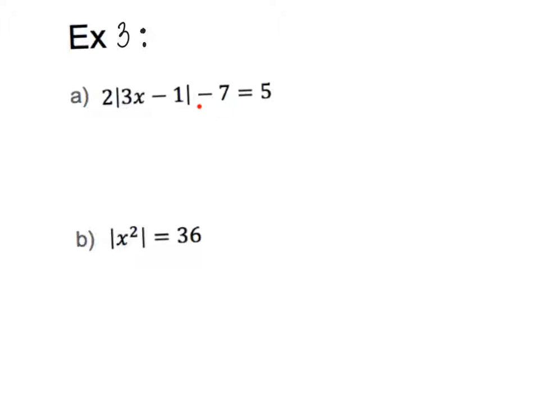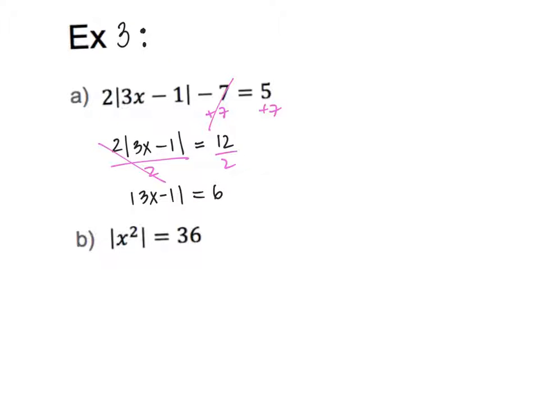Whereas the 7 is a little bit further. So I have to detach that 7 first by adding that over. So those same rules apply. So I'm going to bring down now the 3x minus 1 in absolute value equals 5 plus 7 is 12. I have to get rid of that 2 by dividing that off. That cancels, and then I have 3x minus 1 in absolute value is 12 divided by 2 gives me 6.